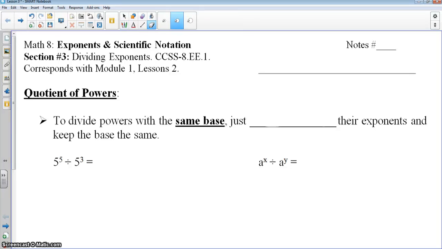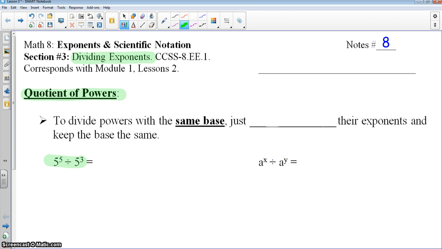Okay, today we are doing notes number 8, and today's notes are on dividing exponents. So we're going to start right away with the quotient of powers. So here's our first problem. 5 to the 5th divided by 5 to the 3rd.